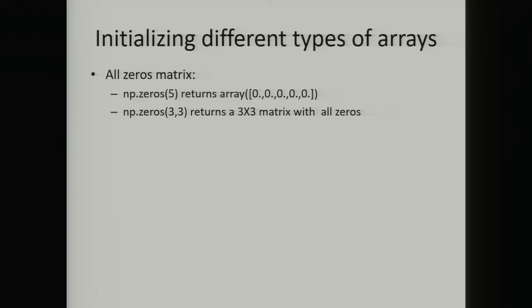Now we can also create different types of arrays using NumPy arrays. We have seen two ways in which we can create NumPy arrays. First one is to use the method called array, and the second one was to use the method called arange. Apart from these two, we have other functions or methods such as zeros. Okay, np.zeros 5 returns me a vector containing 5 elements.